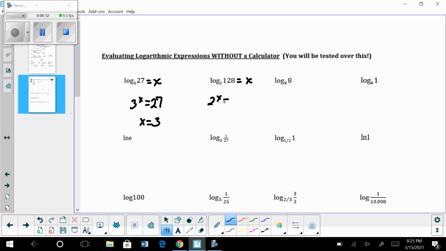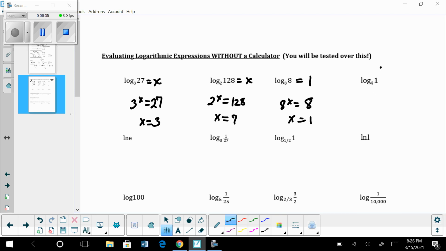2 to the x equals 128. That one you probably don't necessarily know. It's a pretty big number. It's to the 7th power. Whenever the base and this number match, remember the exponent would just be a 1. You could rewrite it as the x power equals 8, and then, of course, the x would be 1.